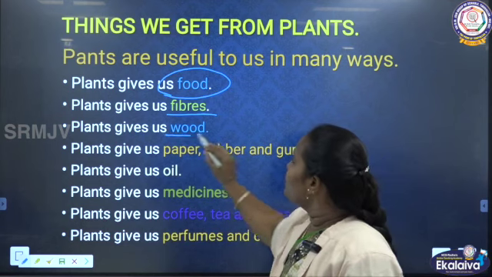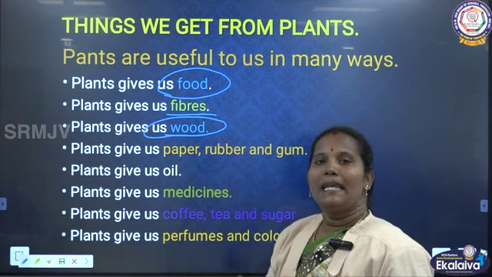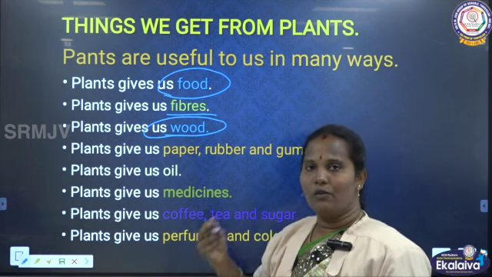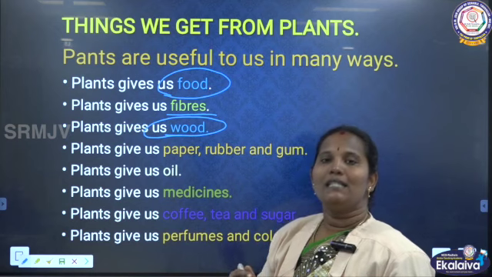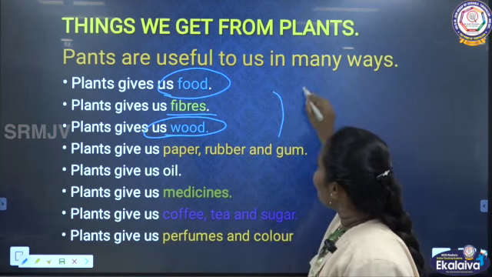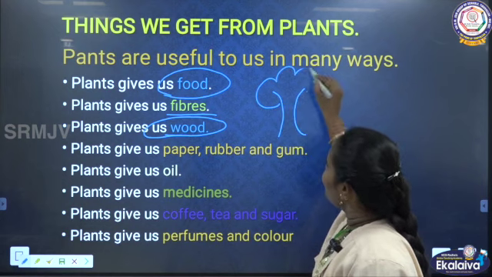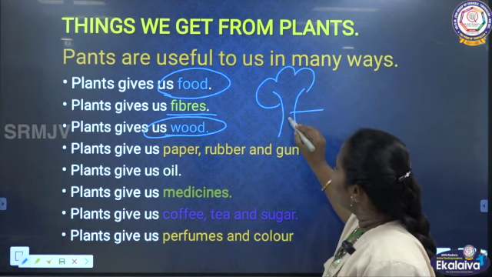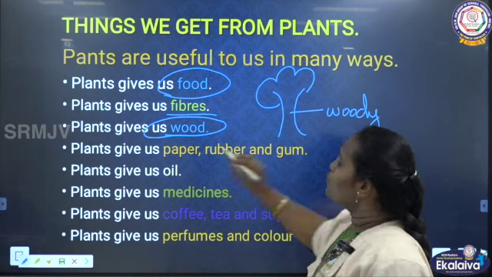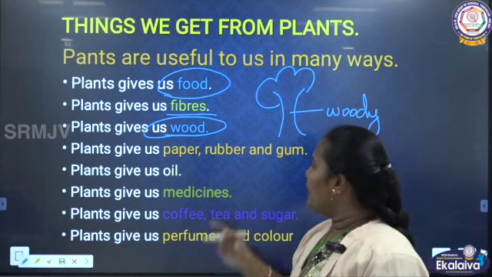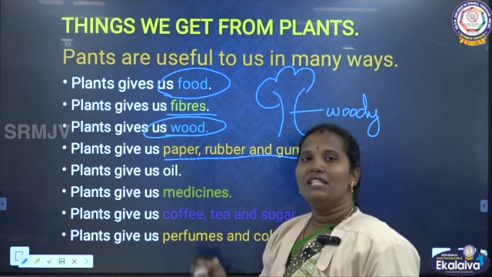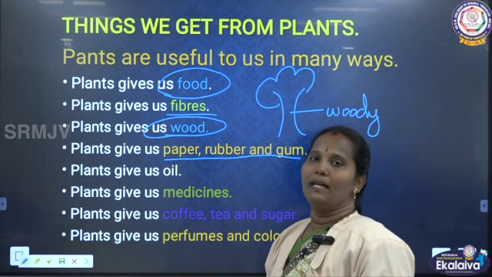Next one, wood. We know that now we are using table, bench, chair, like that many things we are using as wood materials. These wood materials come from the plants. For example, the big plant, the tree we are saying. This tree has a very strong and woody stem. This woody stem is used to make wood materials. And then we get paper, rubber and gum. These materials also we get from the plants.